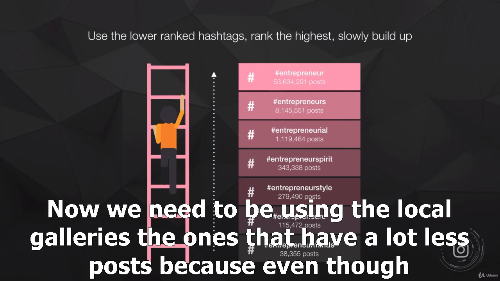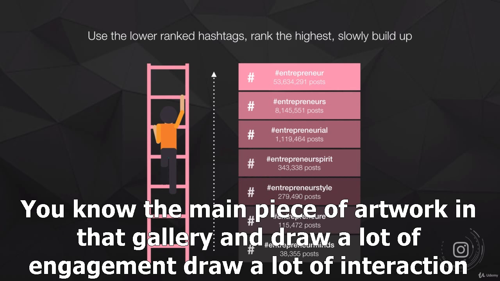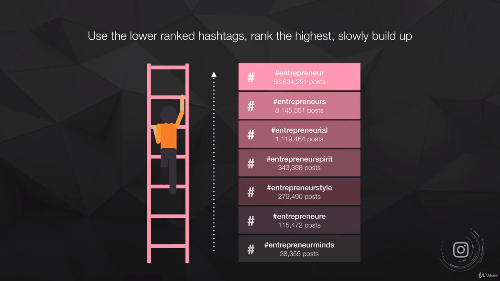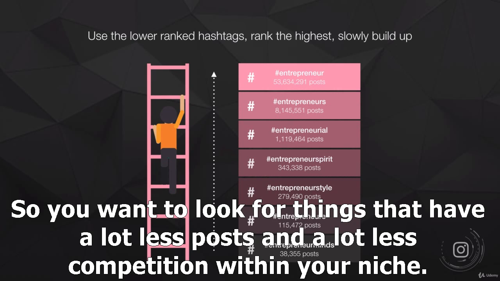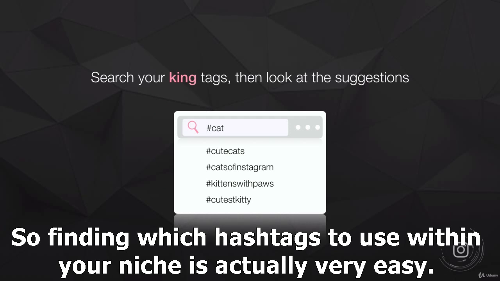Now, we need to be using the local galleries, the ones that have a lot less posts, because even though there are going to be a lot less people in those galleries, we're going to be the main exhibit, the main piece of artwork in that gallery, and draw a lot of engagement, a lot of interaction with that post, especially during that micro test. And then we're going to be able to move up the ladder as our account grows. So you want to look for things that have a lot less posts and a lot less competition within your niche.